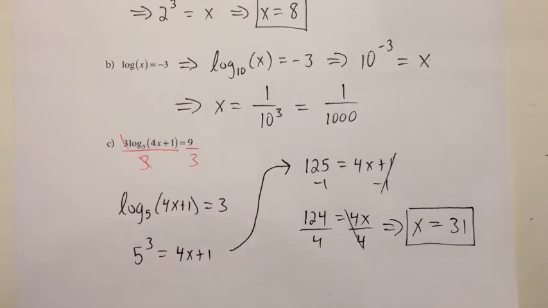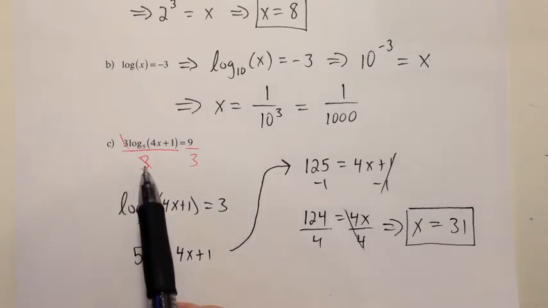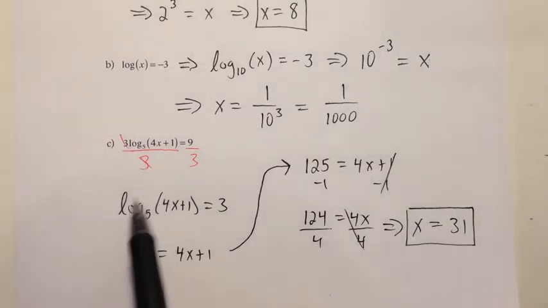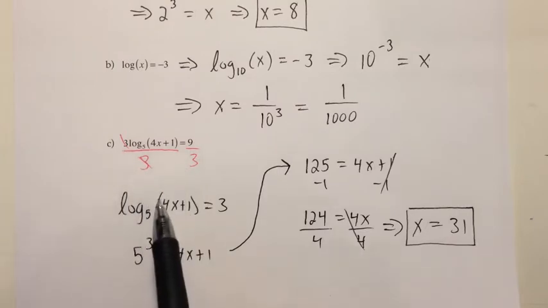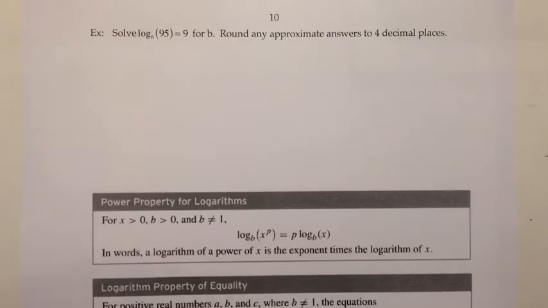So the key step to remember on this is that if you're trying to rewrite a log as an exponential, it has to just be a log. So if there's any other number out front like that, you're going to have to divide to get rid of that before you rewrite in exponential form. Alright, let's look at another example.